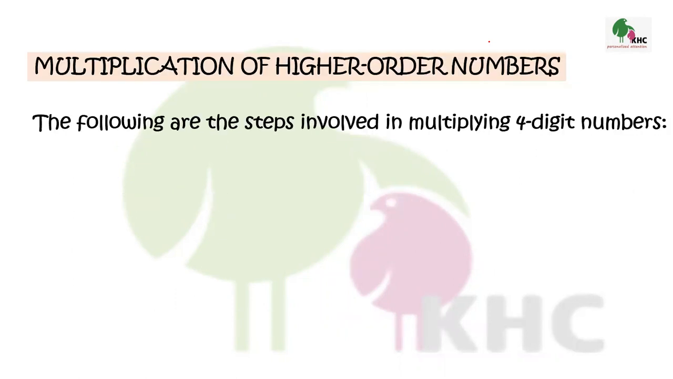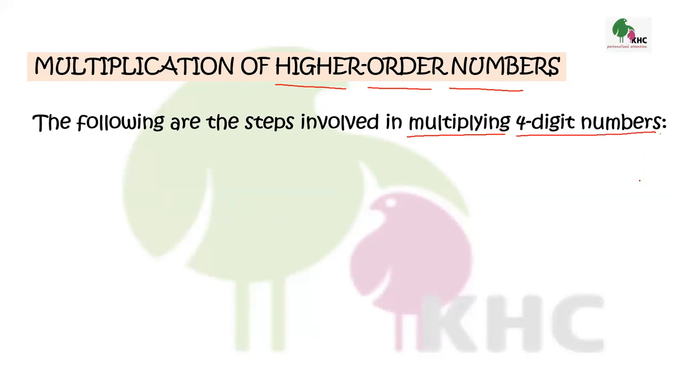Now, today we are going to discuss multiplication of higher order numbers. Higher order numbers are numbers with 4 digits, 5 digits, 6 digits, which are not of our regular use normally. But still, we are going to look at the steps involved in multiplying these numbers. First of all, we are going to see the steps involved in multiplying 4-digit numbers.